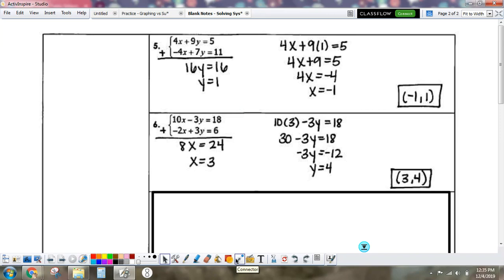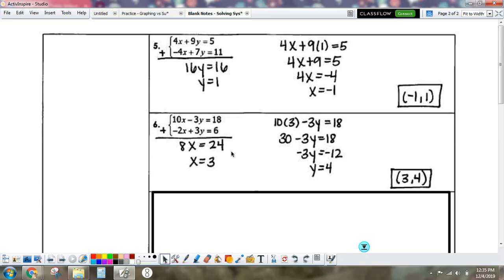All right, for number 6, you should have gotten the answer of 3, 4. Again, this one, there's a negative and a positive here. So this time we don't need to subtract. We need to add. So negative 3 plus 3, that cancels out. So 10x plus negative 2x is 8. 10 minus 2 is 8. 18 plus 6 is 24.